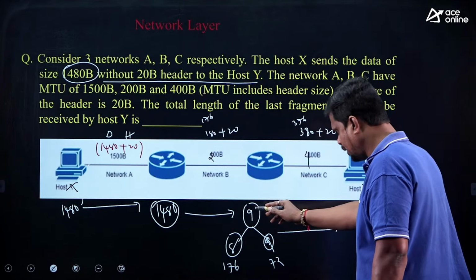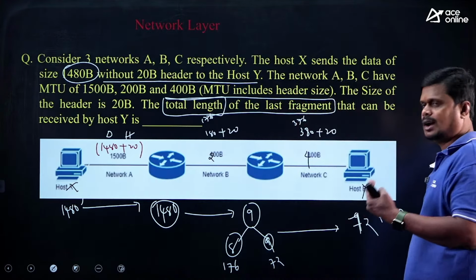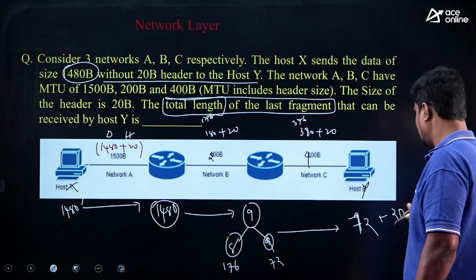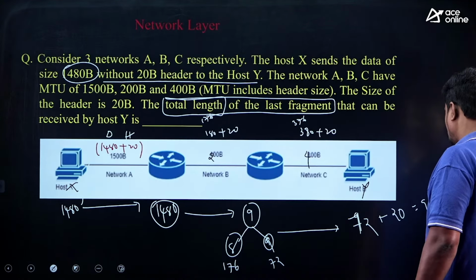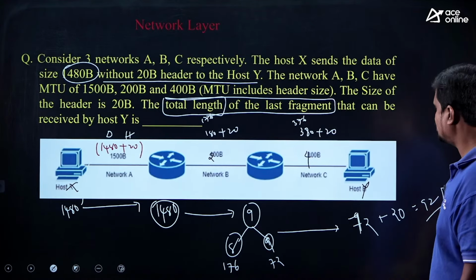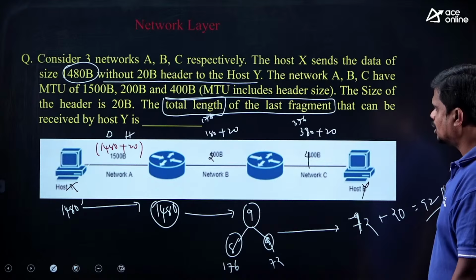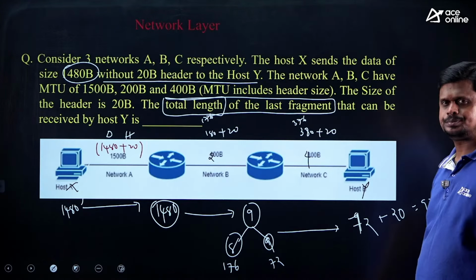Yes. So then what will happen? The last fragment's total length means header length plus data length. Header is 20 bytes and the data portion is 72 bytes. In total, how many bytes do you have? 92 bytes. So that is the answer for this question. I hope you are clear with this.